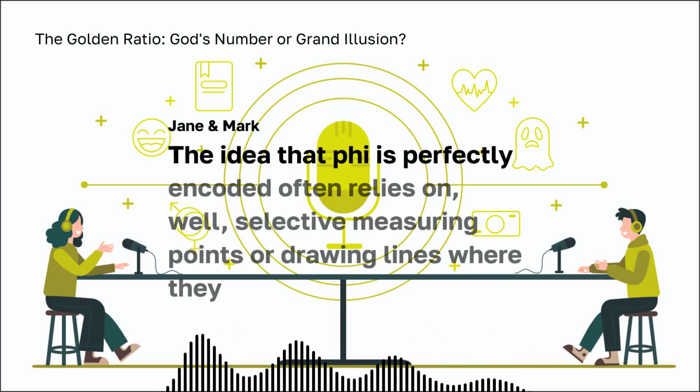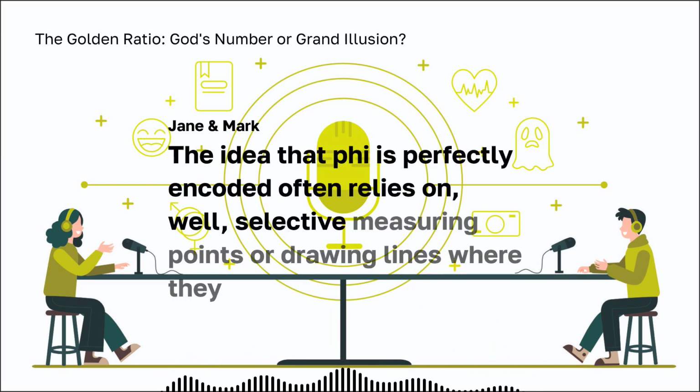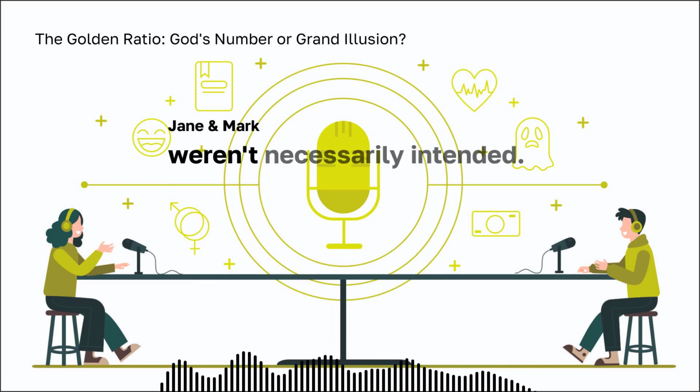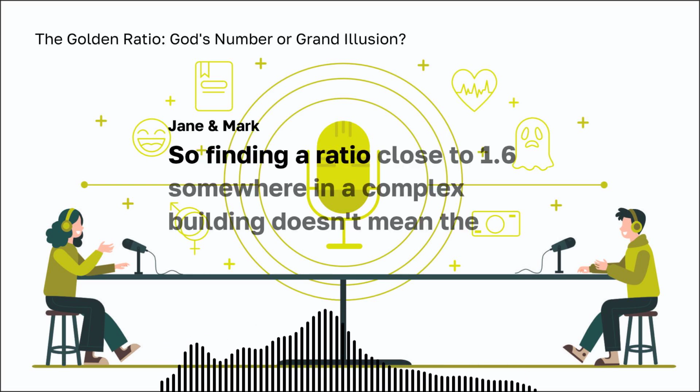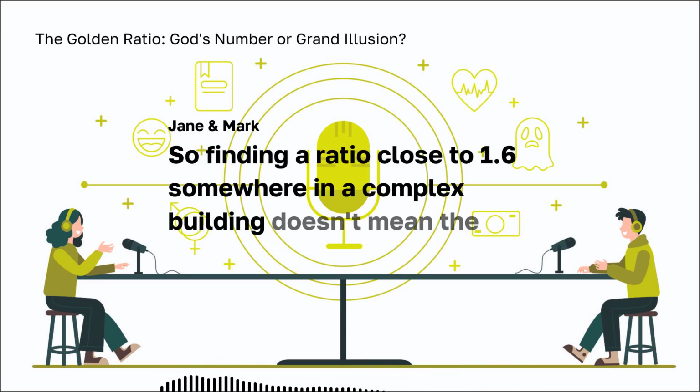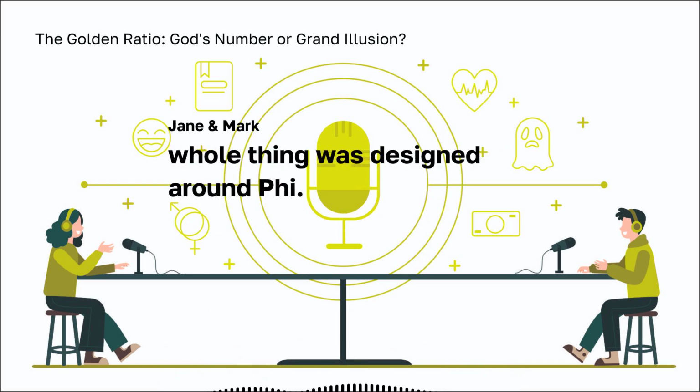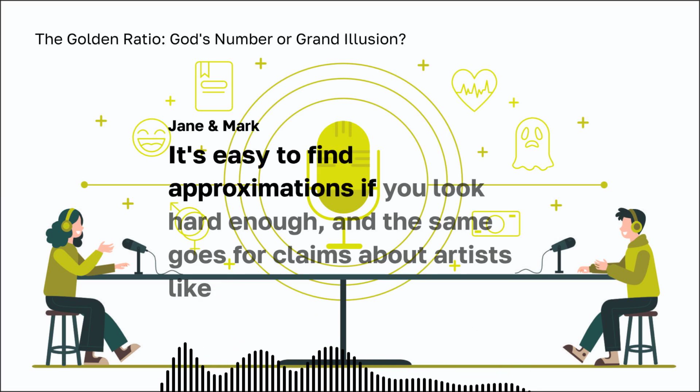The idea that phi is perfectly encoded often relies on selective measuring points or drawing lines where they weren't necessarily intended. So finding a ratio close to 1.6 somewhere in a complex building doesn't mean the whole thing was designed around phi. Exactly. It's easy to find approximations if you look hard enough.